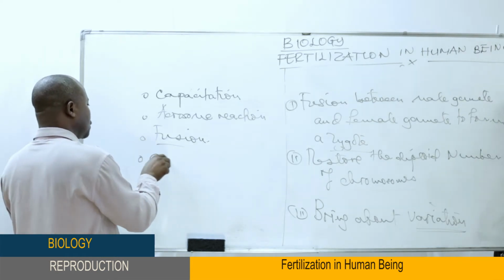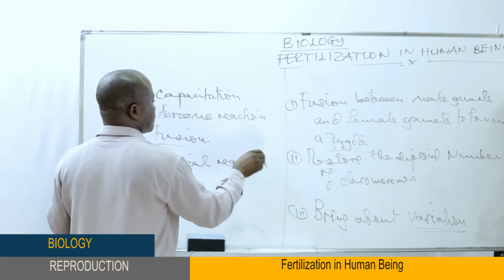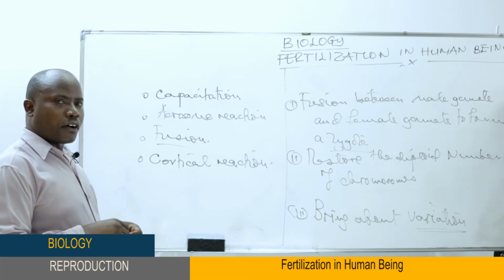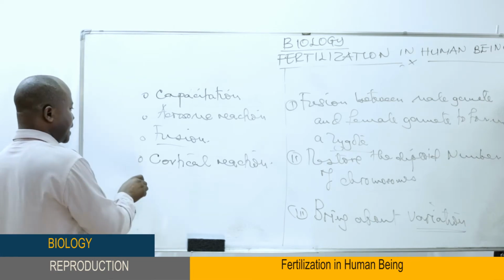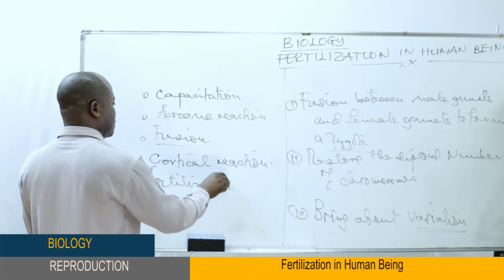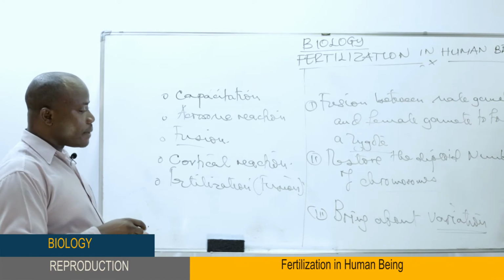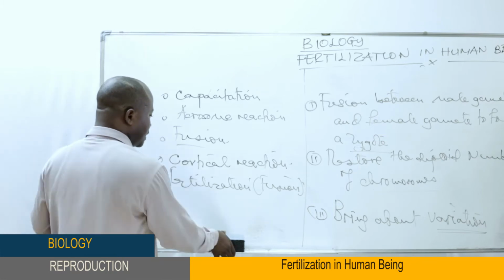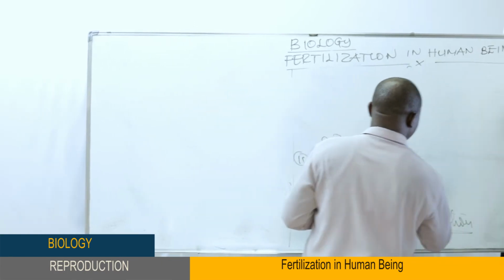But also the cortical reaction, the process in which the fertilization membrane is formed to prevent polyspermy, that is, multiple sperm entering the egg cell. And lastly, fertilization: fusion, the male gamete and the female gamete fusing together to form a diploid zygote. These are the things that I expect to cover through my presentation.